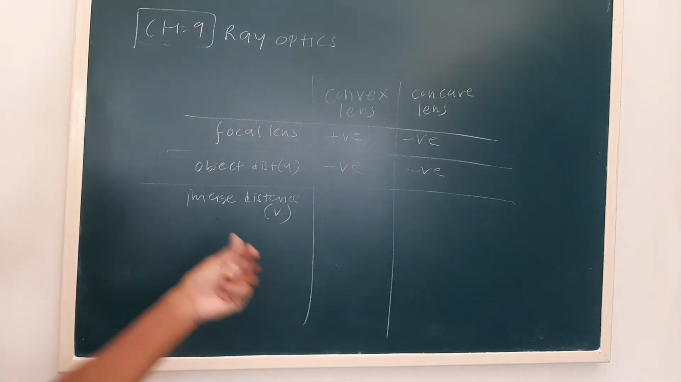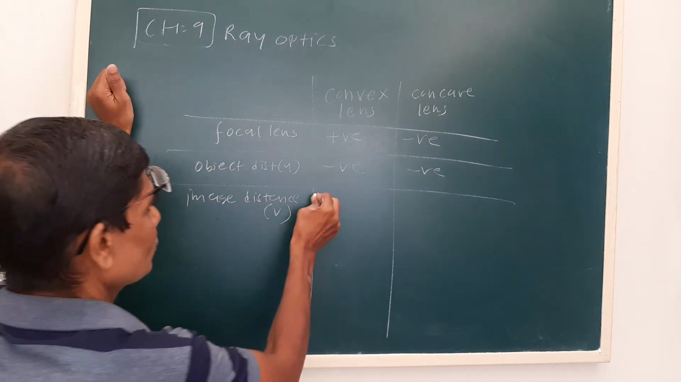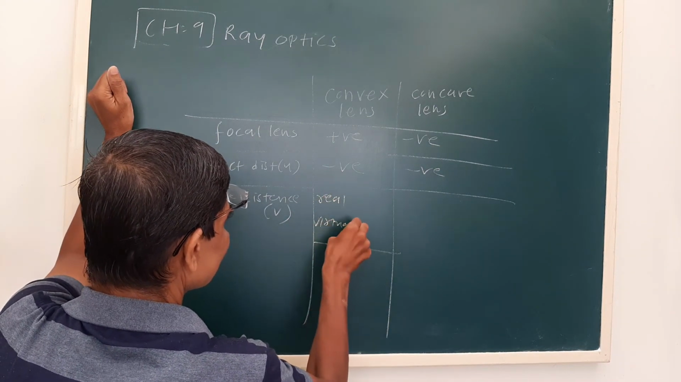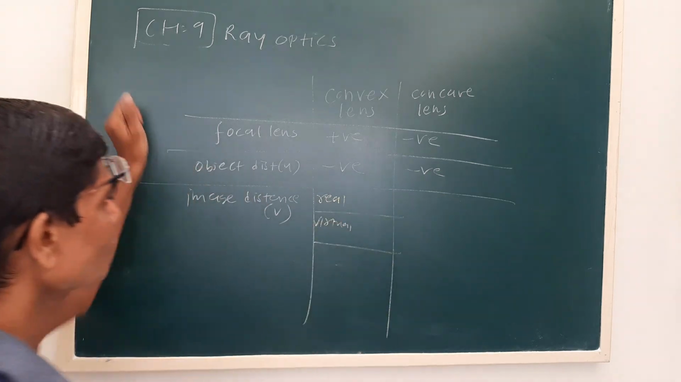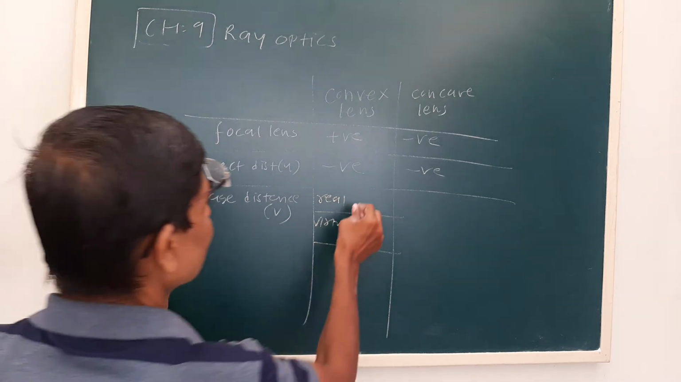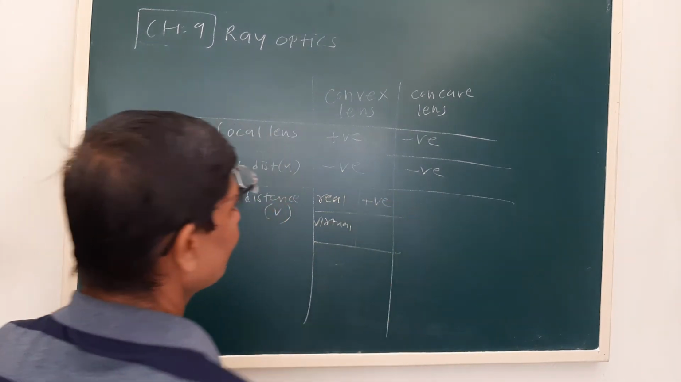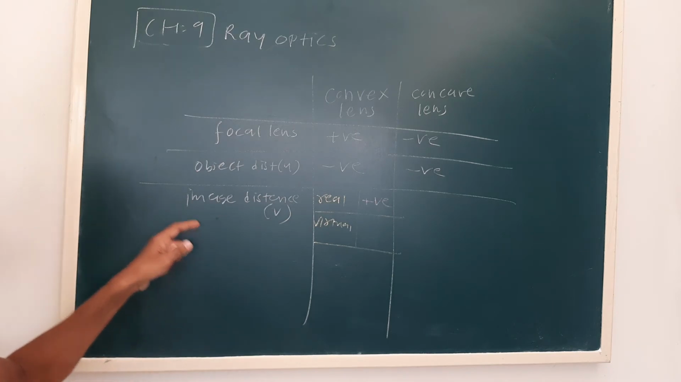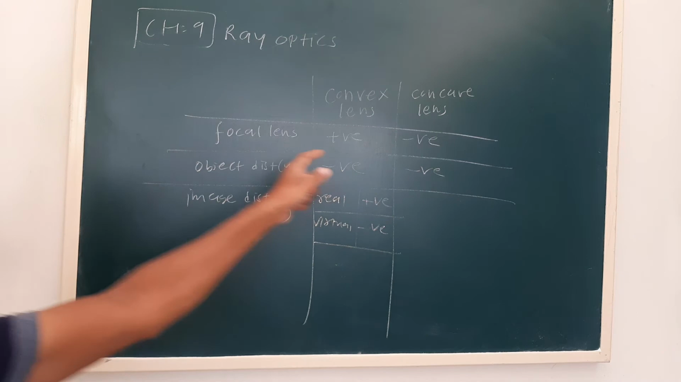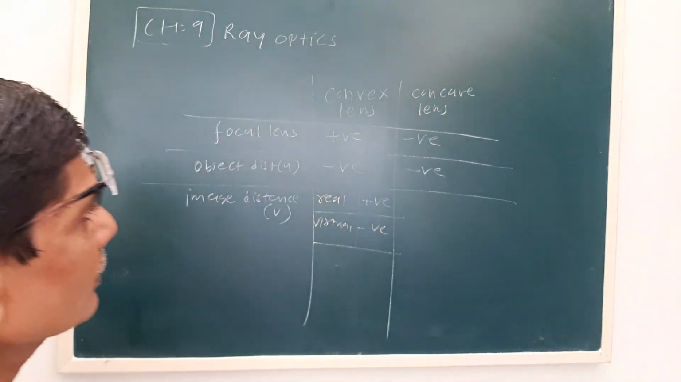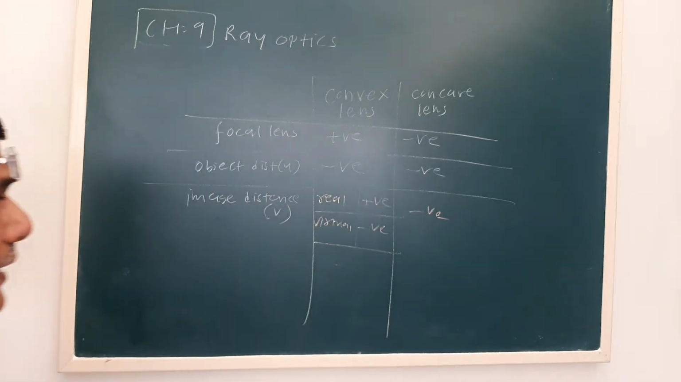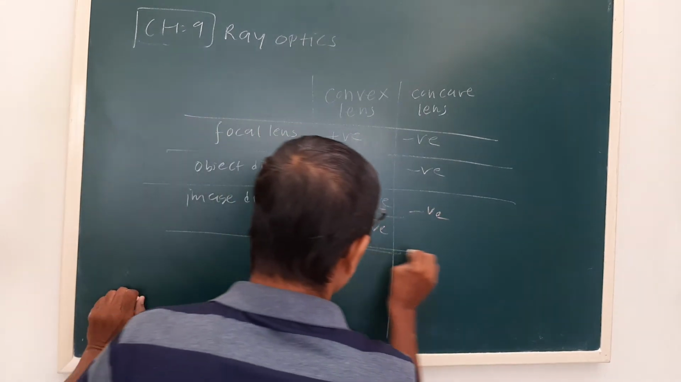Now in a convex lens we have seen that a real image is formed and also a virtual image is formed. When a real image is formed, the image will be on the other side of the lens, so v will be positive. And when a virtual image is formed, the image is on the same side, so v will be negative. Now just now we drew the ray diagram for the concave lens. See, the image is also on the same side, so it will be negative. Now this is for image distance.